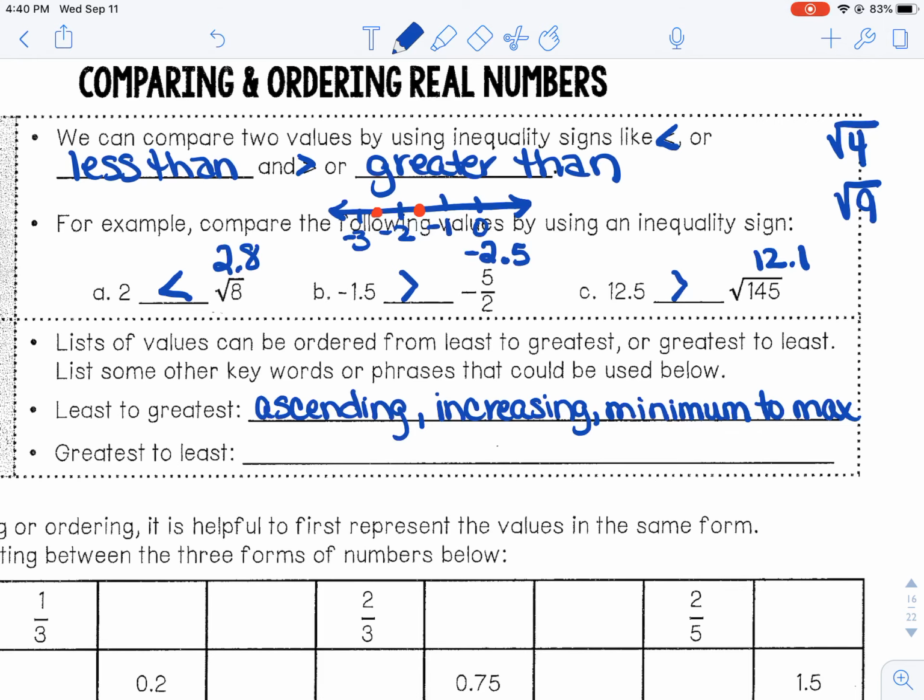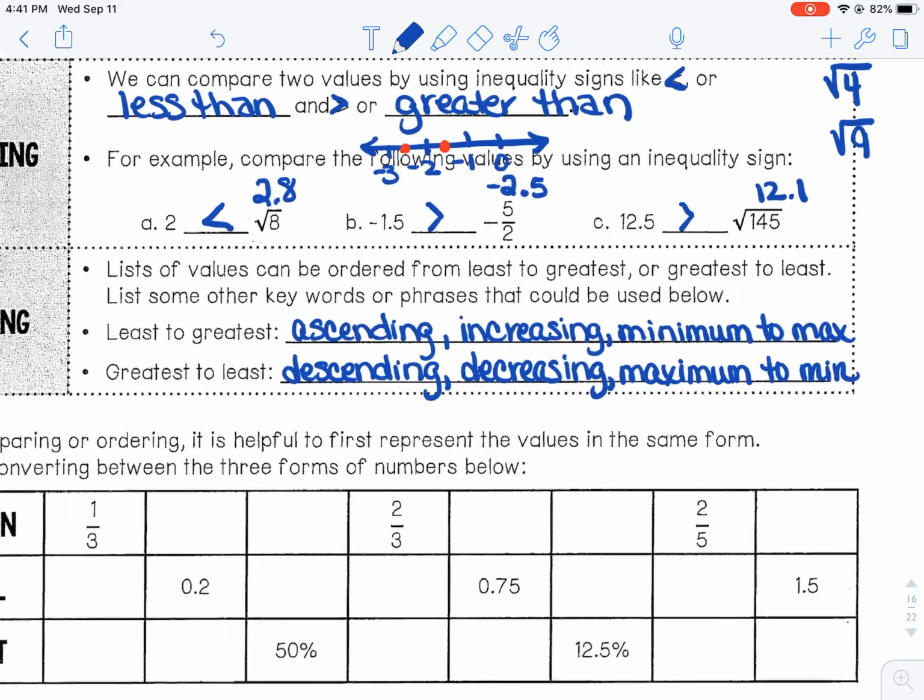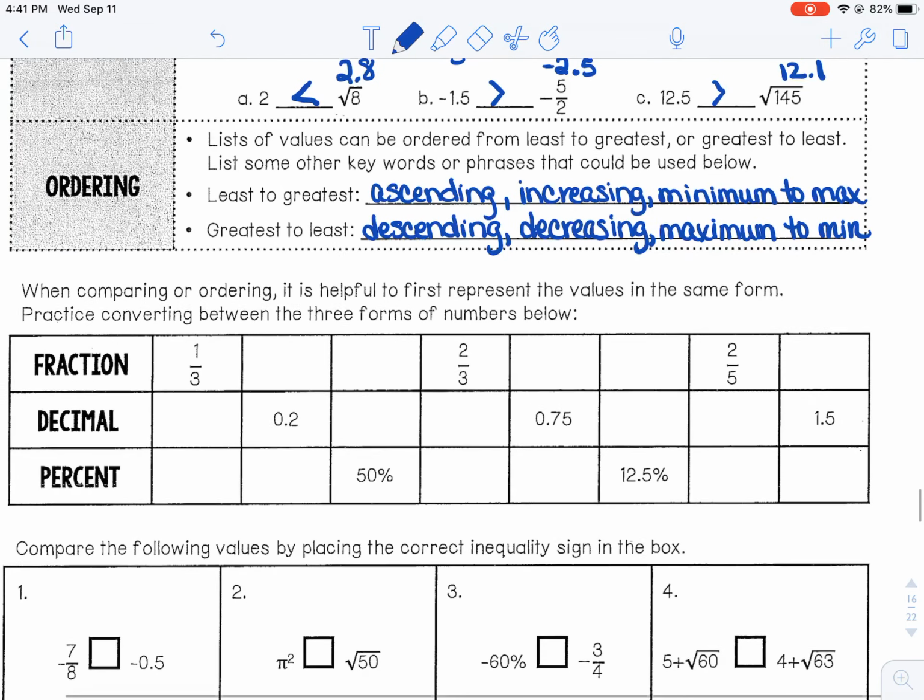Pause if you need to finish writing all of that. For greatest to least, we would have basically the opposite of what we have above. So the opposite of ascending is descending. Opposite of increasing is decreasing. And the opposite of minimum to maximum would be maximum to minimum. Pause if you need to finish writing that down.